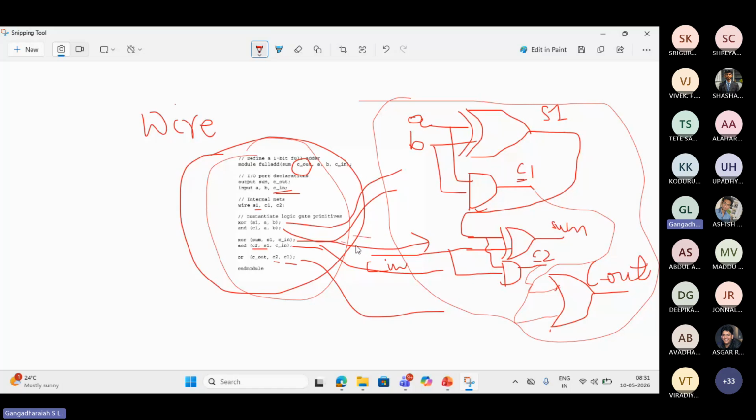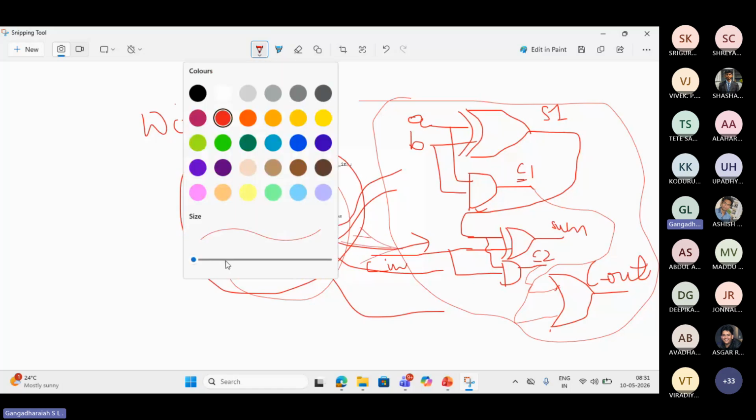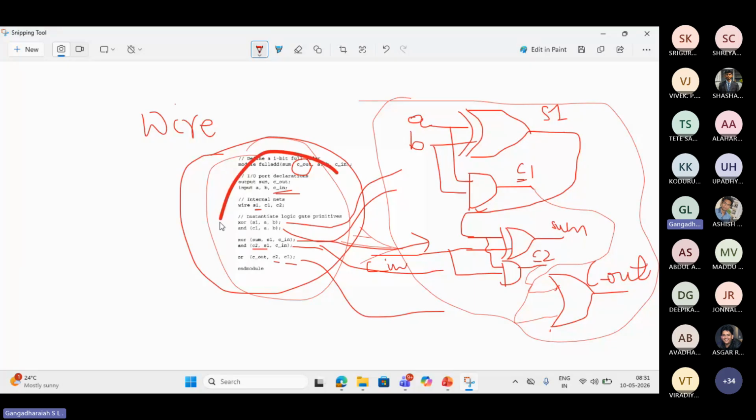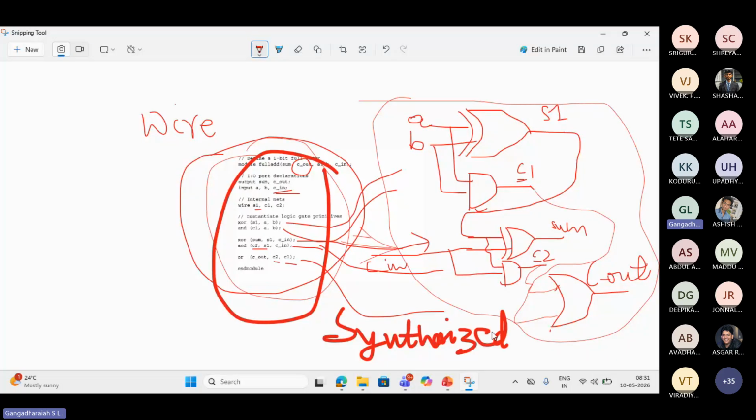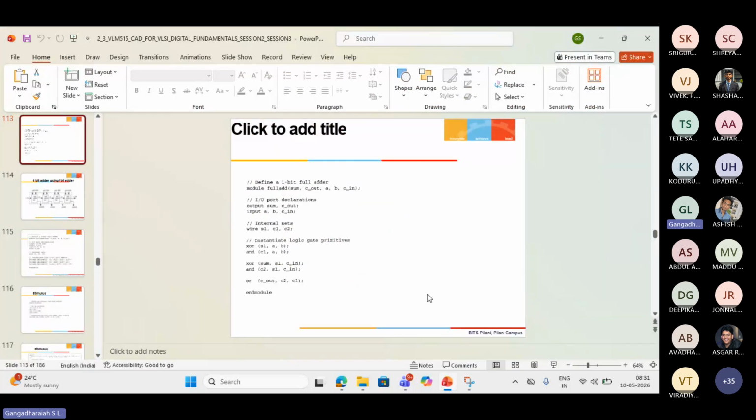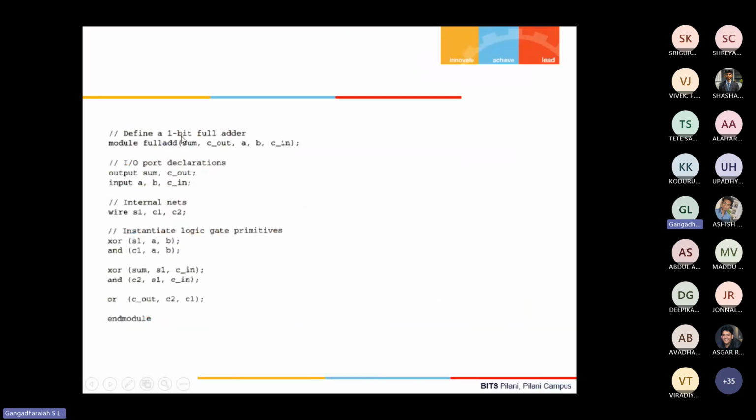When this code is synthesized, when you fire synthesis, you get this synthesized gate level netlist. Yes, any doubts here? Now I'm trying to use this as a module in my next level.